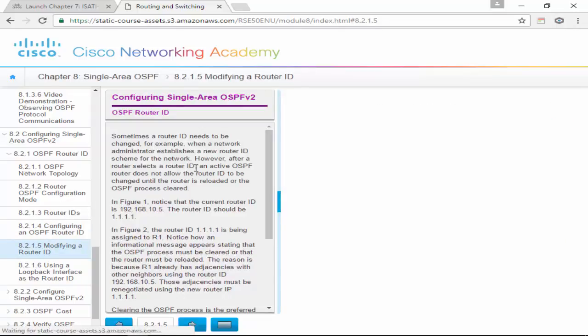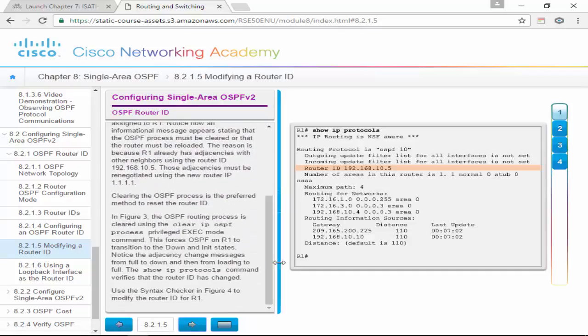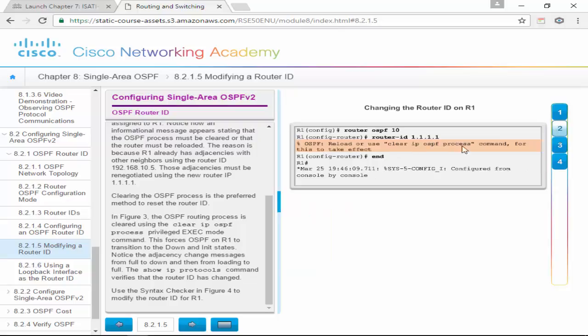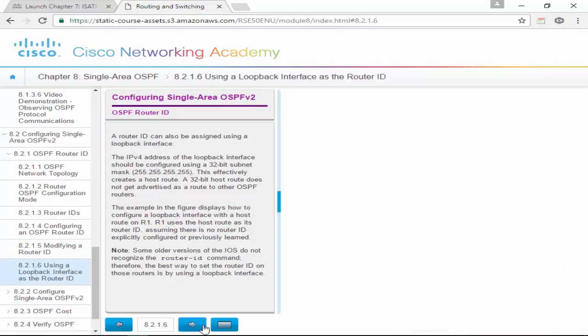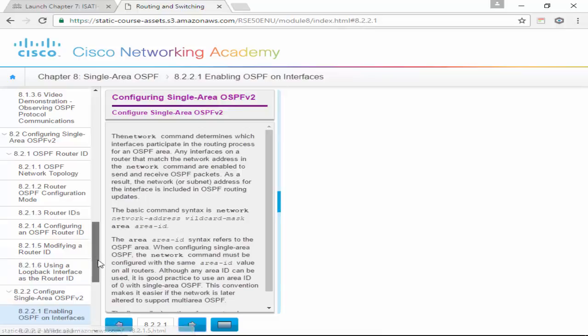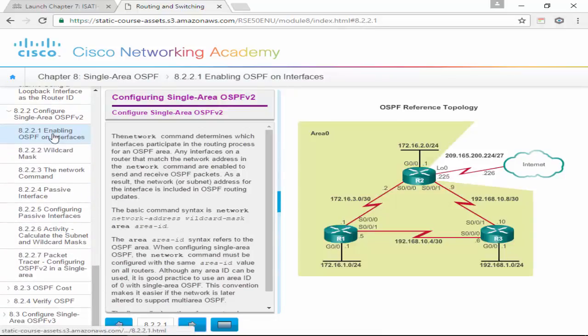If we want to modify it after we set a router ID, we actually have to type a clear IP OSPF process command to rerun the algorithm, to rerun Dijkstra to say, hey, this could be my DR, right? We have to say clear IP OSPF process from the privileged exec mode. We could use loopback. Not going to worry about that because you're never going to be tested on it.